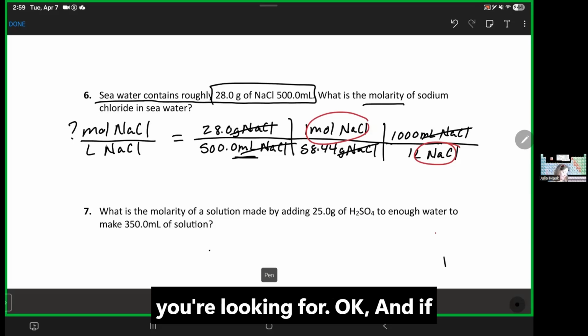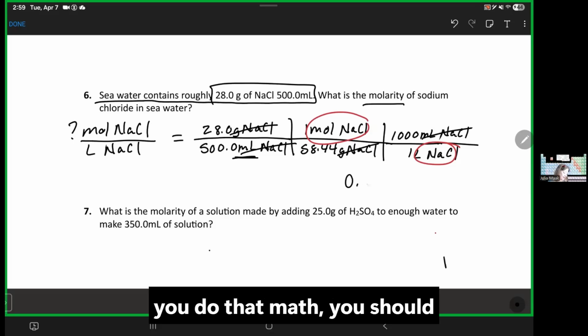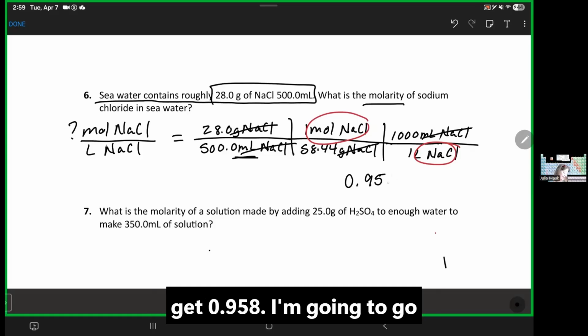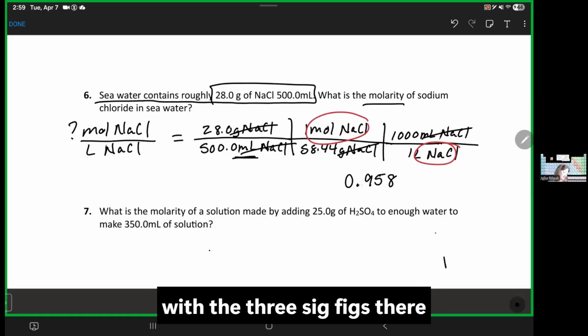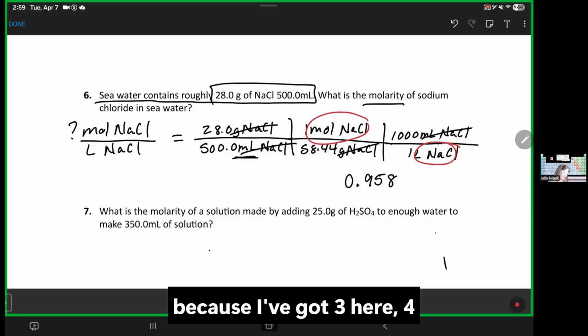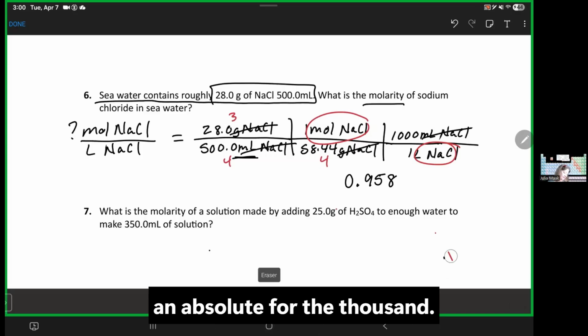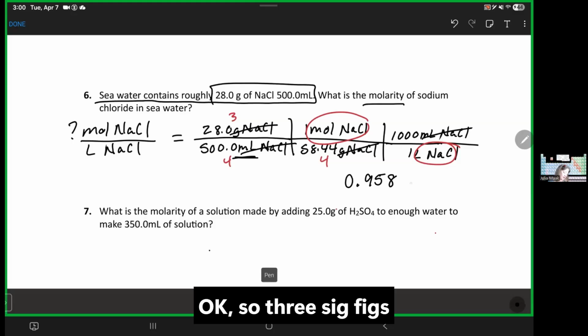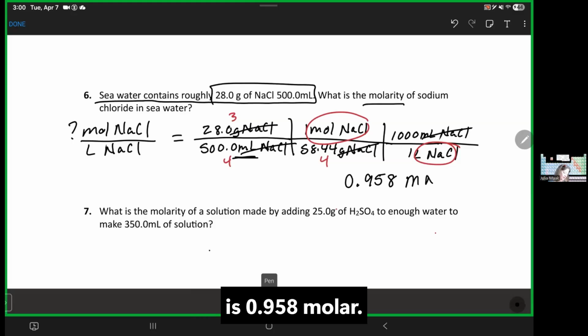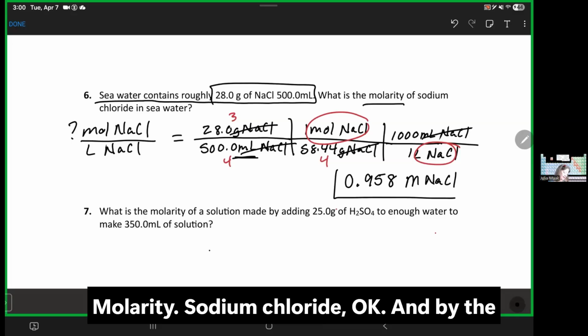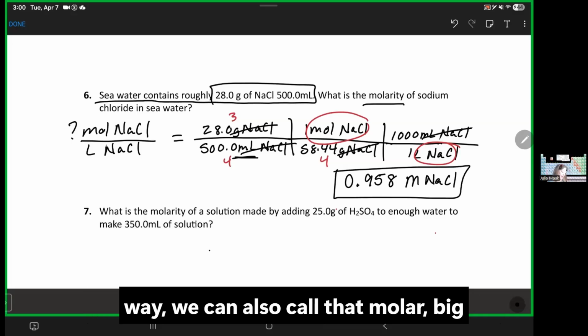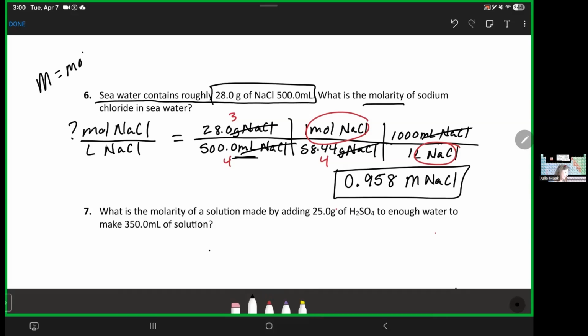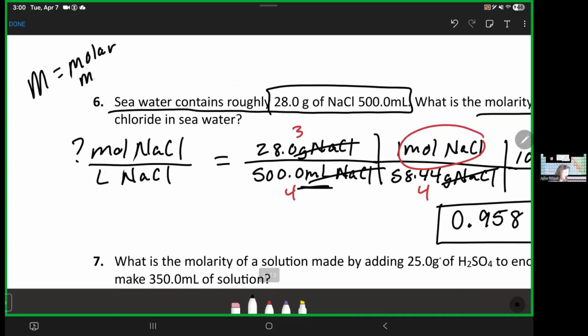Okay, and if you do that math, you should get 0.958. I'm going to go with the 3 sig figs there because I've got 3 here, 4 here, 4 here, and that's an absolute for the 1,000. Okay, so 3 sig figs, so 0.958 molarity sodium chloride. And by the way, we can also call that molar, big M, molar or molarity.